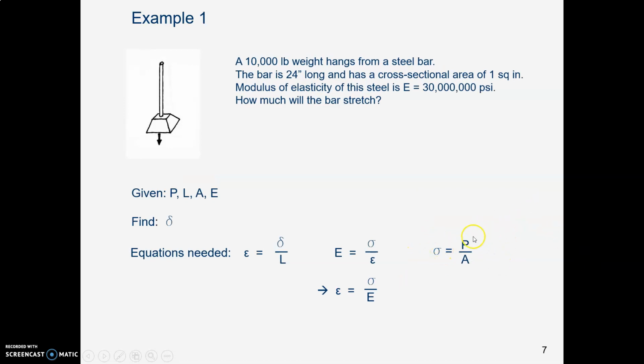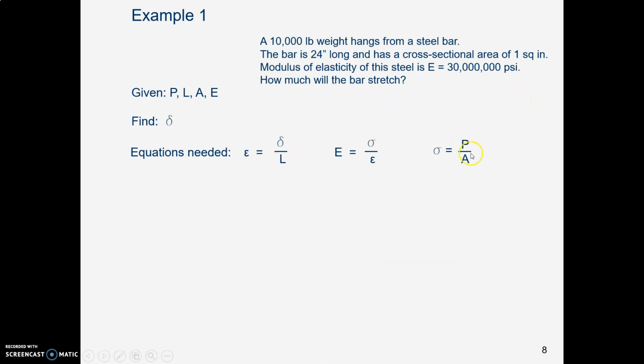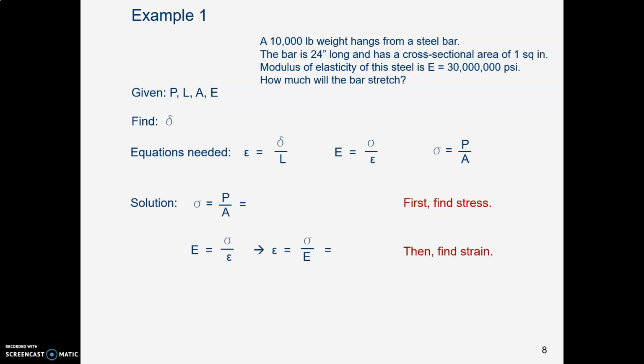Our good old stress is force over area. Do we know force? Yes, 10,000. Do we know area? Yes, 1 square inch. So we could work our way backwards from here. So we are going to need these equations, stress, modulus of elasticity, strain, in order to get back to deformation. So working our way back through them, first we find the stress. Then we plug that into our modulus of elasticity thing and rearrange the terms so we can find strain. Then we plug that into our deformation equation and use that to find deformation. So that was a big old long way around.